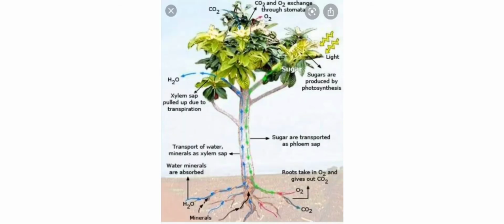With the help of this diagram, you will be able to understand the transport of substances in plants very clearly. Here blue arrows are showing the transport of water and minerals, and green arrows are showing the transport of food.